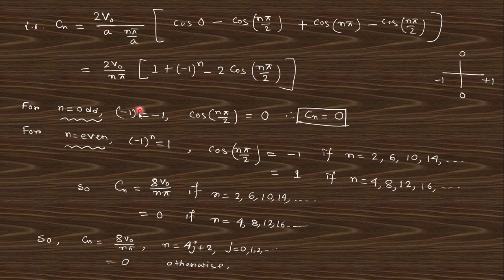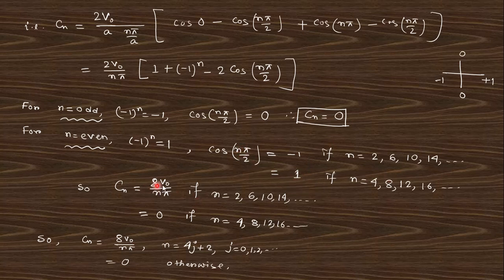Now for odd n, minus 1 to the power n equals minus 1, and for odd n this other term will be 0. So this is 0 and this is minus 1, so totally Cn will be 0 when n is odd. When n is even, minus 1 to the power n is 1, but this term will be minus 1 for n equals 2, 6. For 2 you get pi, and cos pi is minus 1. For 6 you get 3 pi, which is also minus 1. And if you put 4, that is 2 pi, this will be 1, and so on.